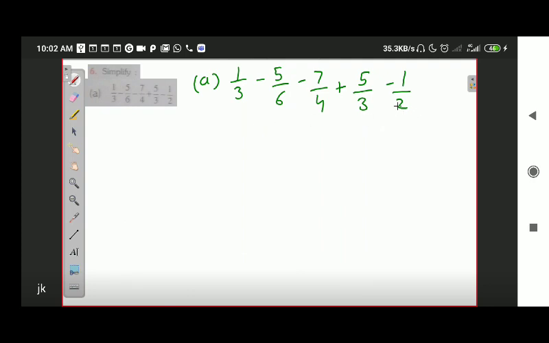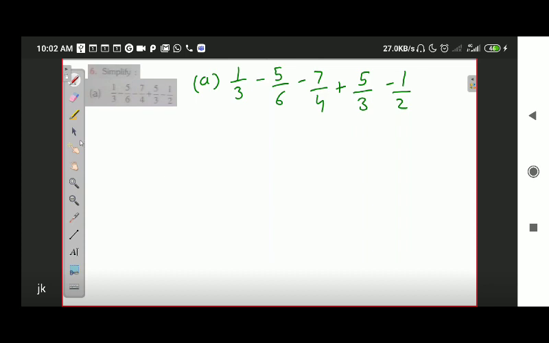So first of all, what I am going to do is arrange them in proper order. What do I mean by arrange them in proper order? I have so many numbers, so many rational numbers, to simplify. So the simplest approach will be to rearrange the rational numbers by their denominator, such that same denominator numbers are together and so on.